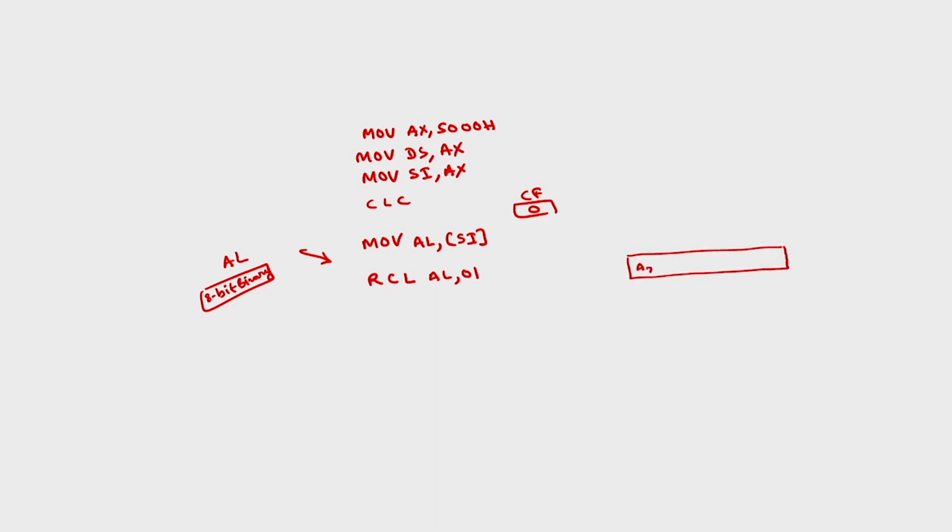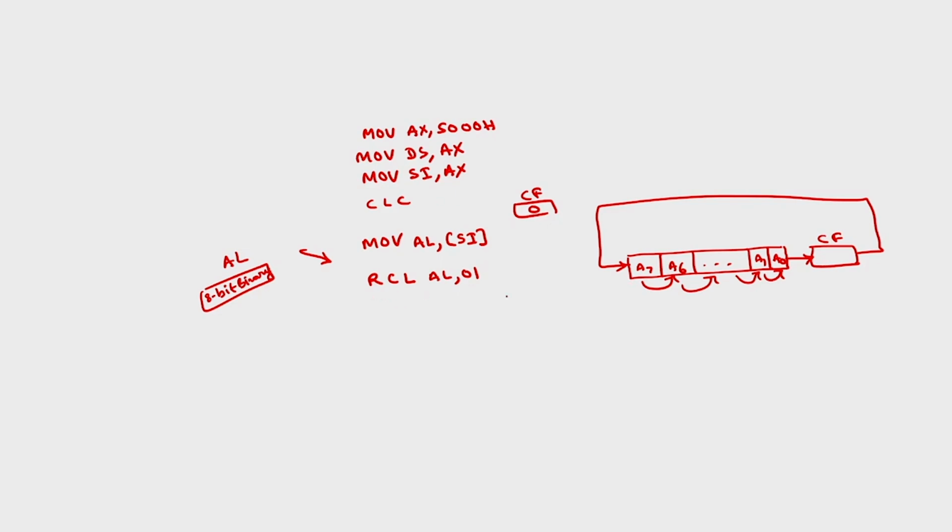This is A7, A6, and so on up to A1, A0, and here the carry flag will be there. So this will rotate here, this will go here, this will go here, and this will go to carry, and carry will go to this one. As a result, whatever the carry flag status will come to the MSB bit. Okay, because here I have cleared the carry.